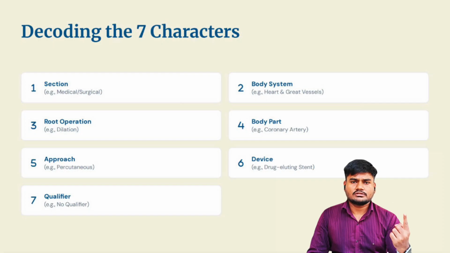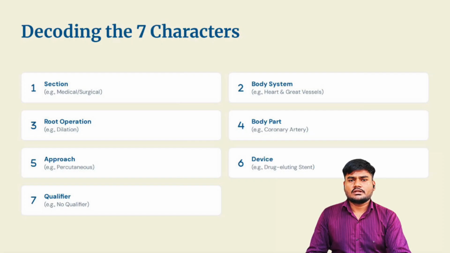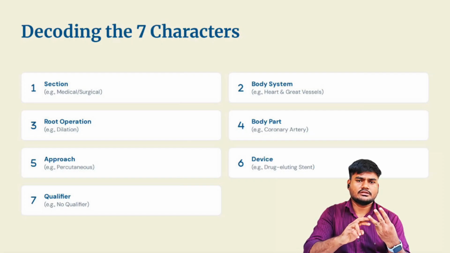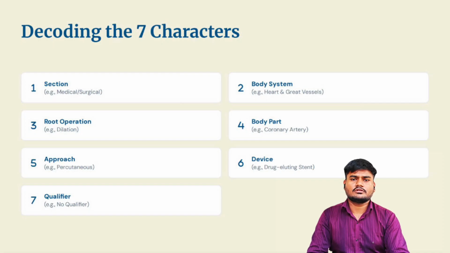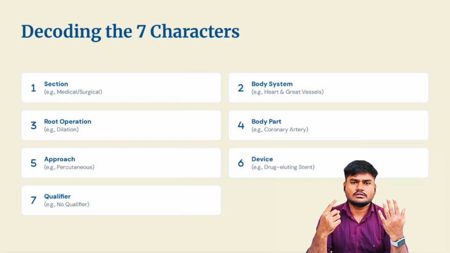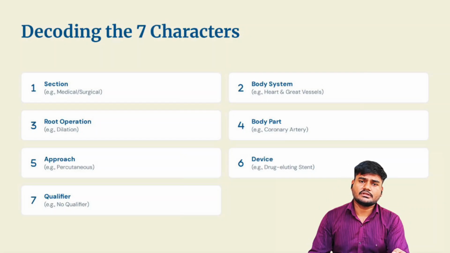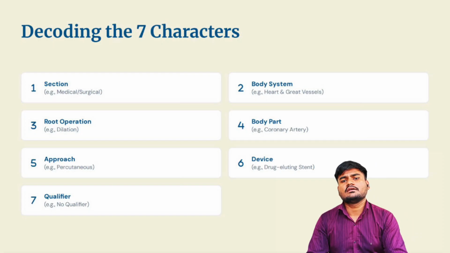The first is section. It is medical or surgical. The second is body system. It may be heart or great vessels, like that. Third, root operation. What the doctor did, that is the root operation. Fourth is the body part. Fifth is the approach, that is how they got there. Then sixth is the device. Seventh is the qualifier. That's it.